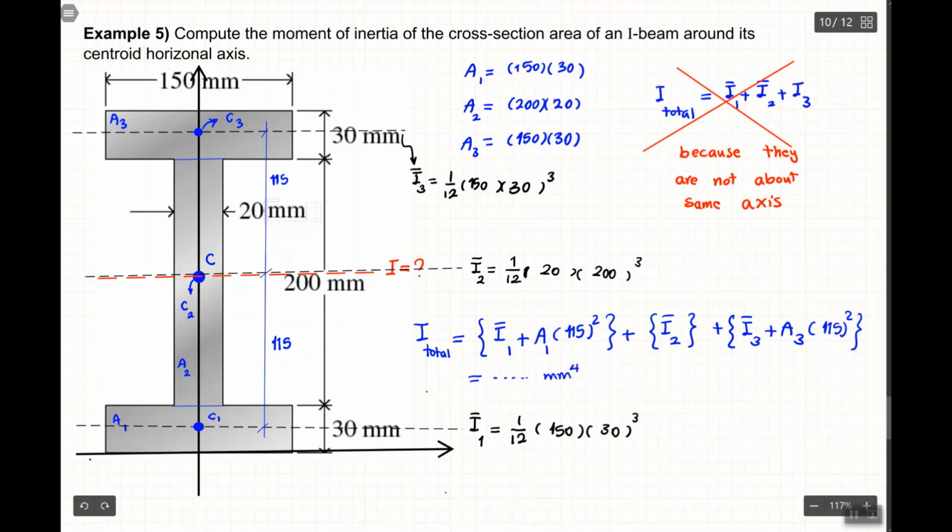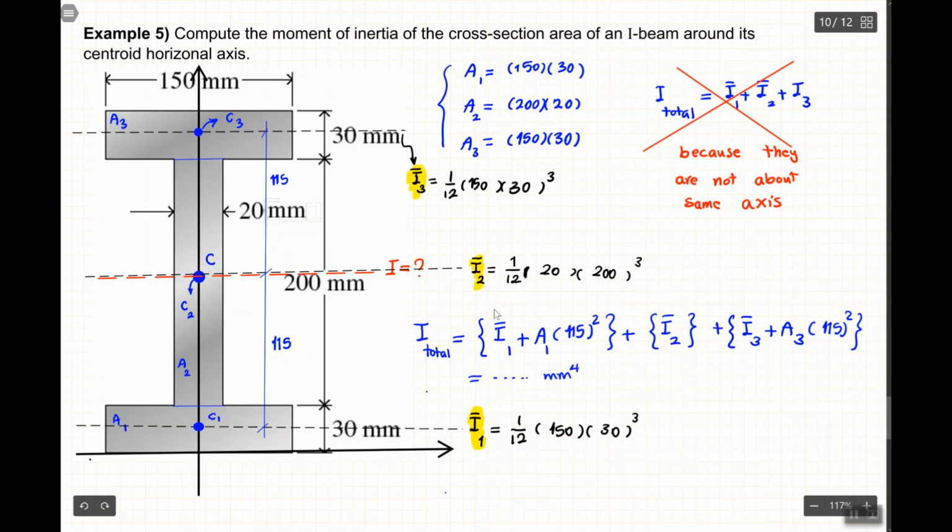All right, so let's review it one more time together. First, we break down the whole thing into three areas: A1, A2, and A3. We have the area for each. Then for each of these A1, A2, and A3, we know the moment of inertia, the one that passed through the centroid, right? Remember? Only we have the formula for the case when an axis is passing through the centroid.